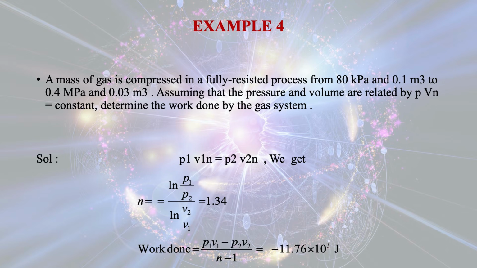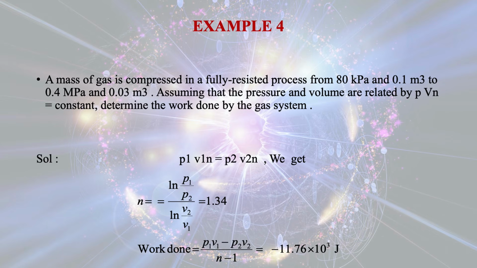So this is another example, that is example 4. A mass of gas is compressed in a fully resistant process from 80 kilopascal and 0.1 meter cube to 0.4 megapascal and 0.03 meter cube. Assuming that the pressure and volume are related by PV to the power n is equal to constant, determine the work done by the gas system.